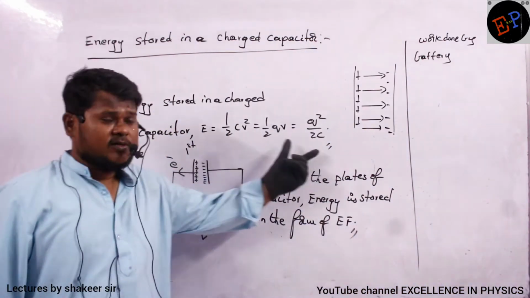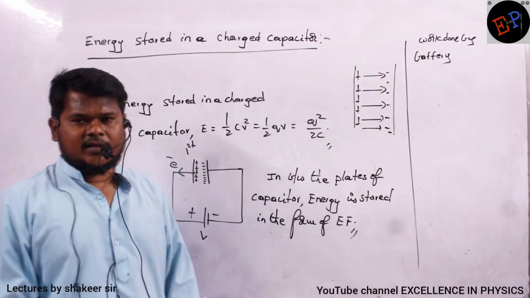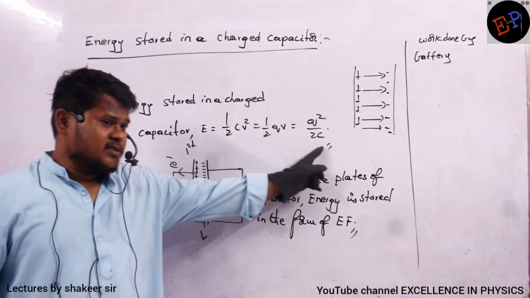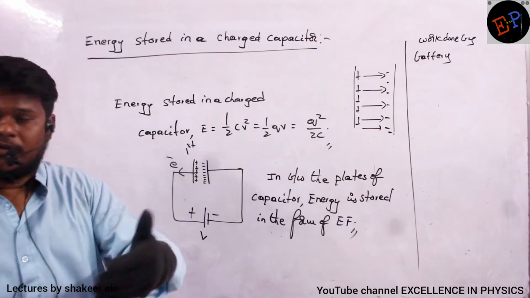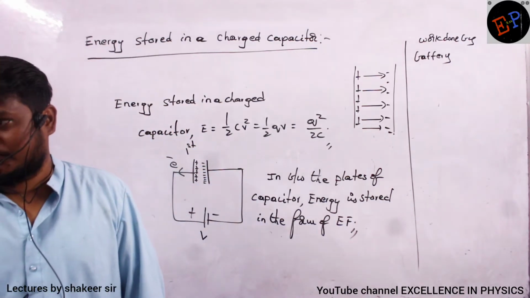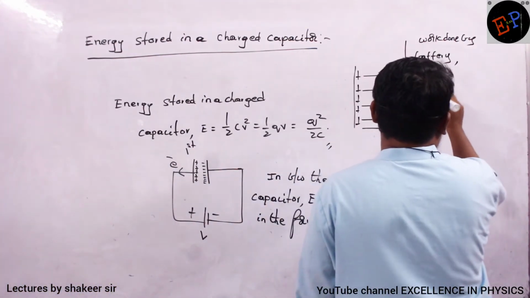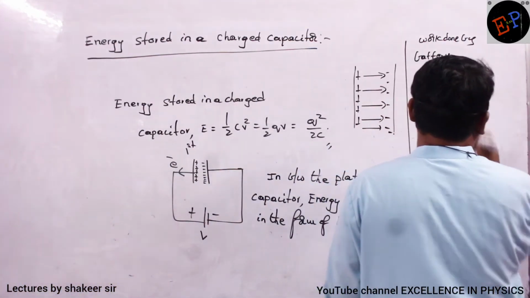What are these equations? These are the equations of energy stored between the plates of a capacitor. But in storing this much energy, how much work will the battery do? No. See, we already studied this, no? V is equal to W by Q. Do you remember this equation?